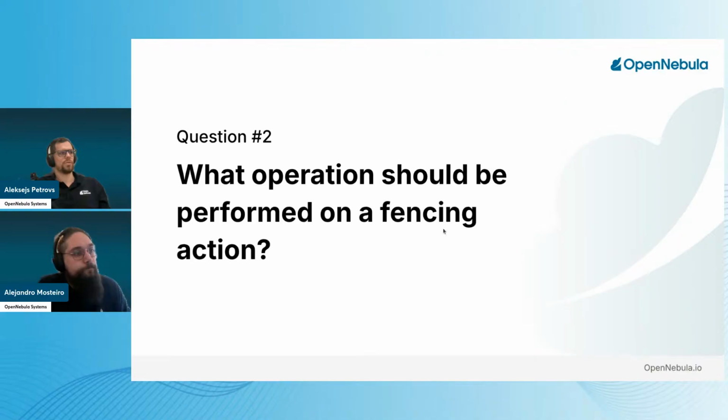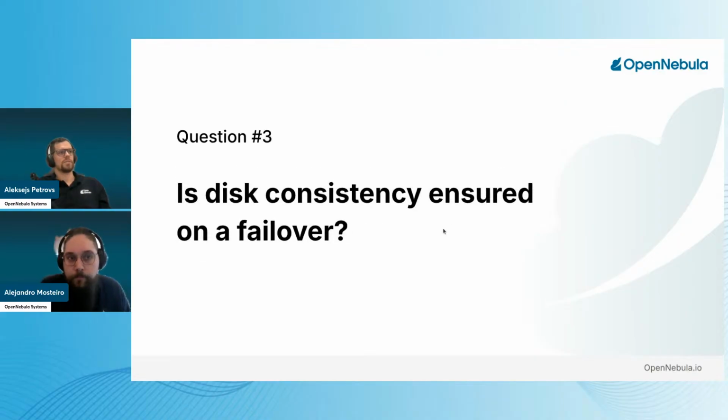Good. And then the third question: is disk consistency ensured on a failover? The mechanism will reduce the risk by a lot, but this is only one of the several configurations that one would need to apply for the disk consistency to be ensured. Other configurations could be the use of a journaling file system, which would prevent metadata corruption and guarantee the file system recovery after a crash.